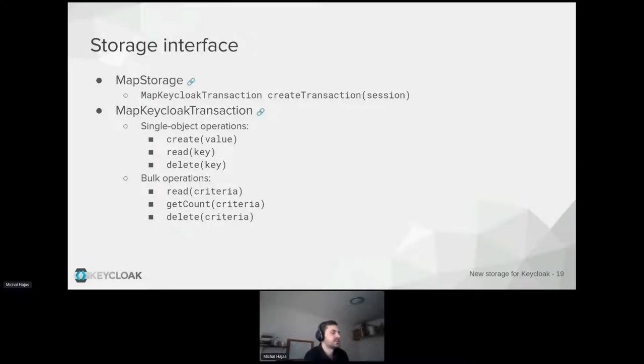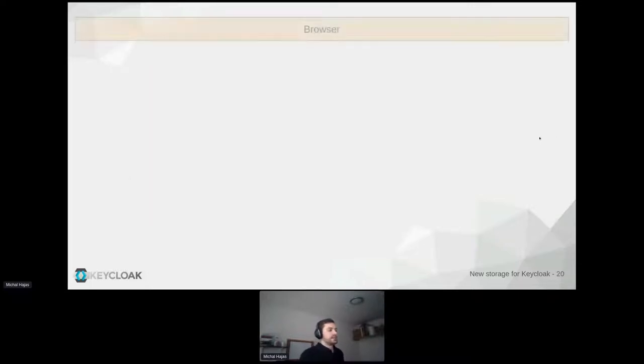These bulk operations take some criteria, and this criteria basically represents some logical request. So it may be give me a user by username, or give me a user where email starts with M, or something like that. And by this, this is basically all we've done. And here is an example of how this works all together.